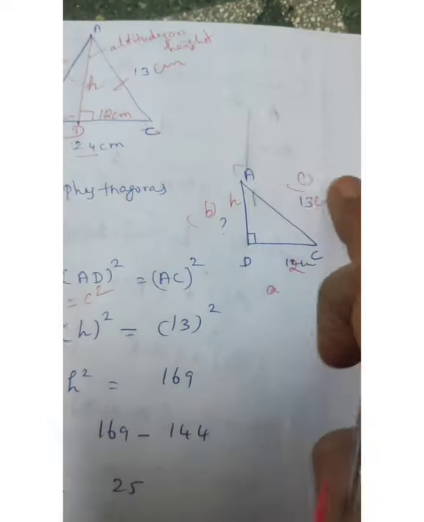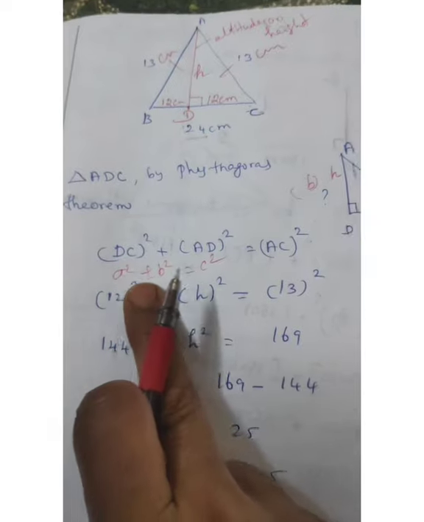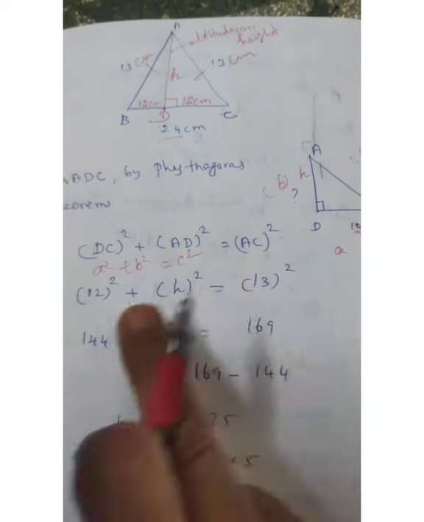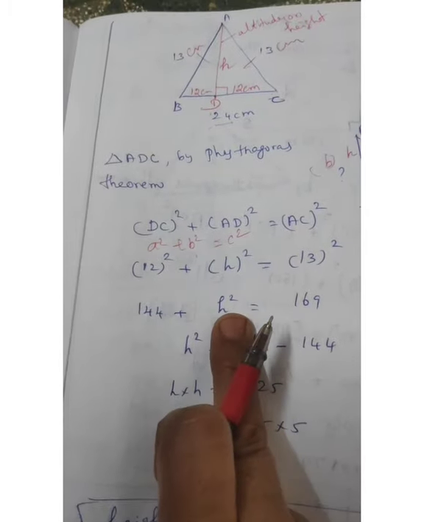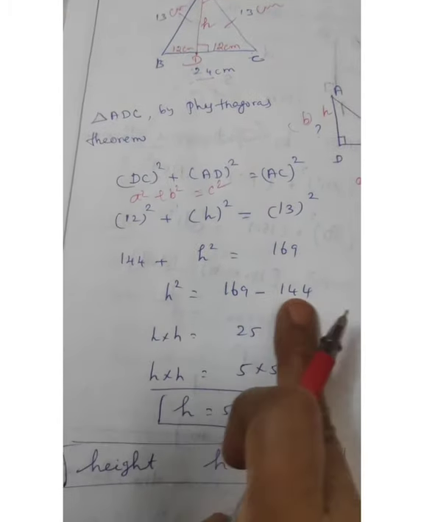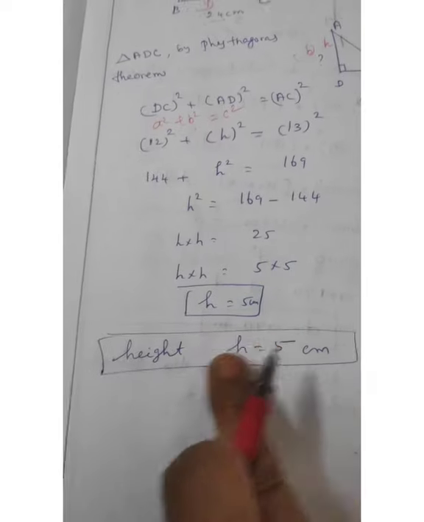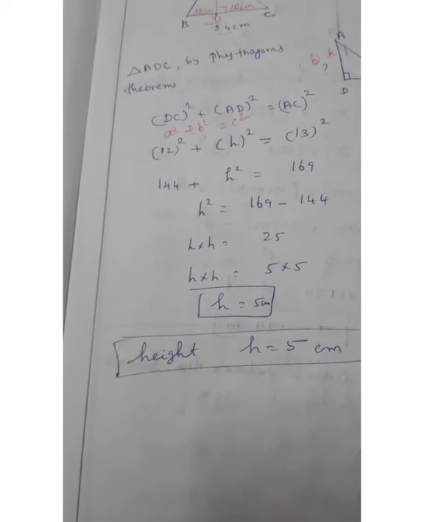This is A, B, C. Formula you write in A squared plus B squared equal to C squared, write and do the sum. So get it the answer. 12 squared 144 plus H squared equal to 169. Minus and right means 25. H value equal to 5 centimeter. Height H equal to 5 centimeter.